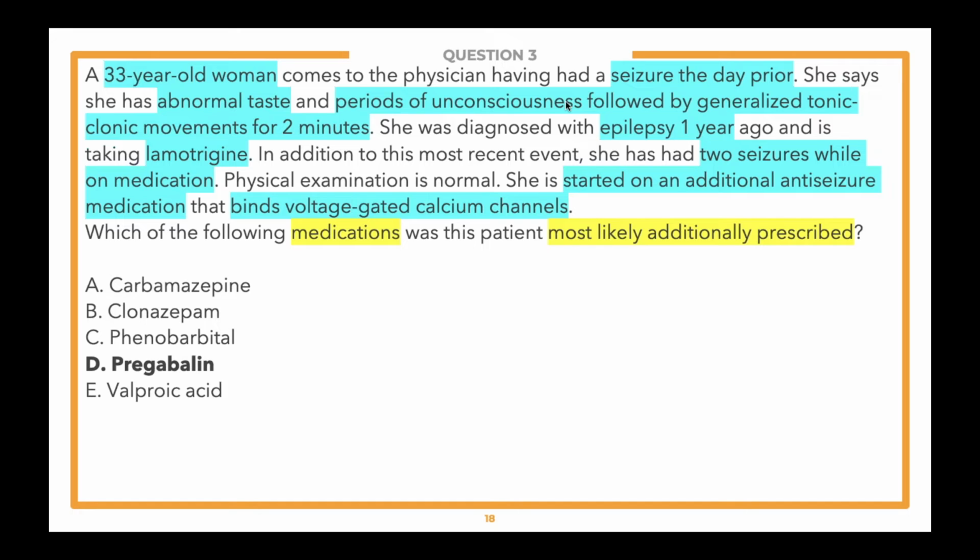Valproic acid blocks voltage-gated sodium channels. Phenobarbital and clonazepam both bind to the GABA receptor. And carbamazepine binds to voltage-gated sodium channels as well. So if you didn't know what pregabalin's mechanism was, but you happened to know the mechanism of the other answer choices, that's another way you could have potentially gotten to this question as well. But a nice mechanistic epilepsy seizure question here. I will pass it back to you, Sean.